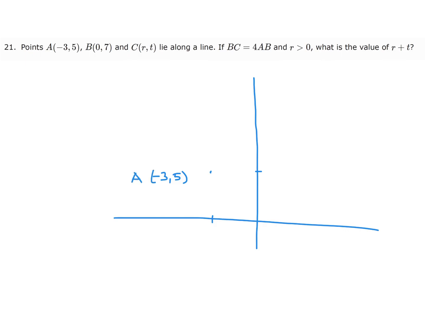Then we have 0, 7. So let me label them first. Okay, so 0, 7, approximately here, I think. All right, so we're going to label that 0, 7. And then we have C is RT, okay? And R is greater than 0. And do they tell me anything about T?